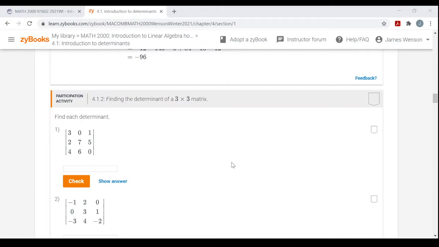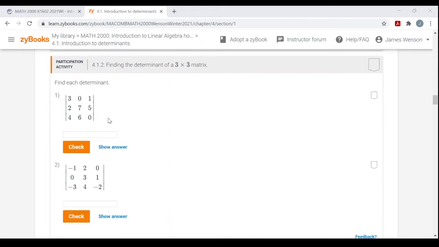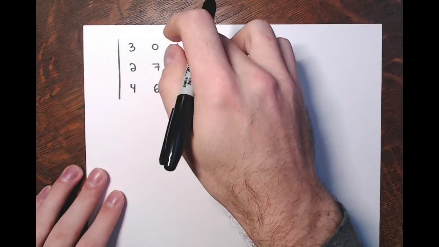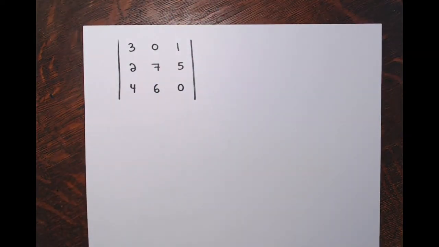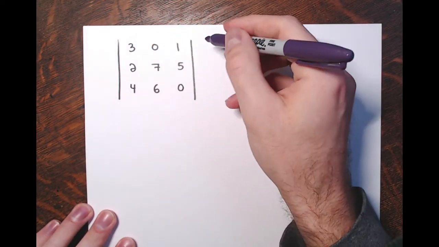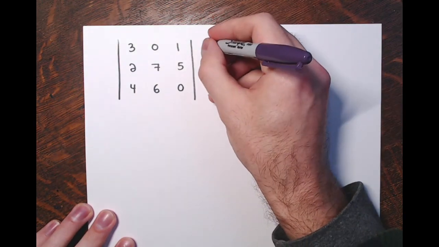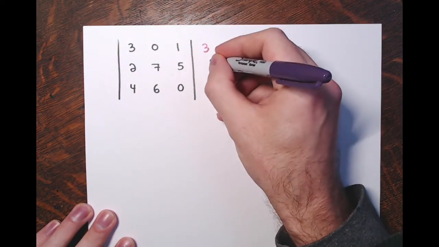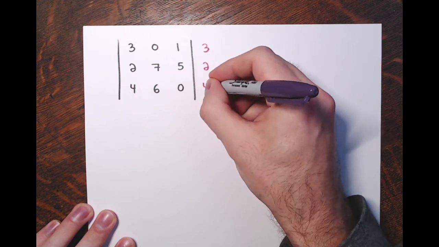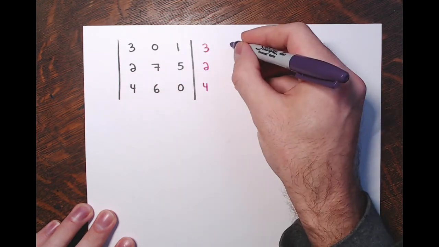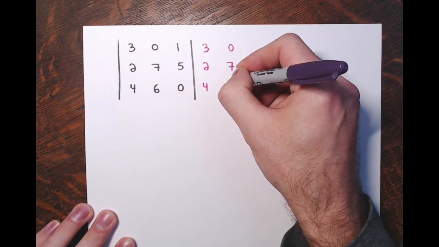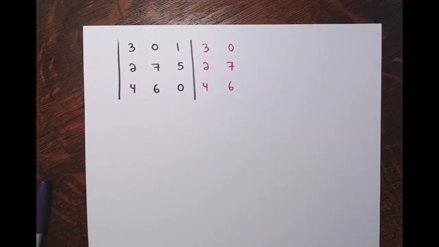All right. I'll do one more of these. So let's take a look at this matrix here. So this is again the big bar. It looks like absolute value bars means determinant. So yet again, it's a 3 by 3. I'll do that same procedure they showed us. Copy down the first two columns out here. So 3, 2, 4 again, and then 0, 7, 6.